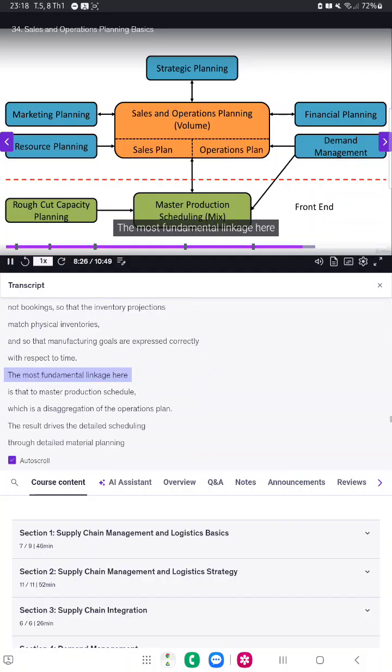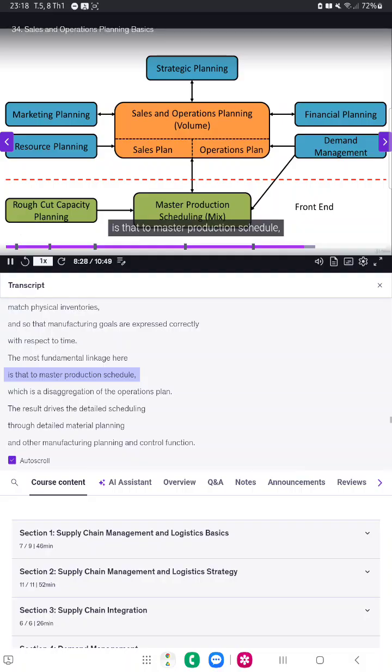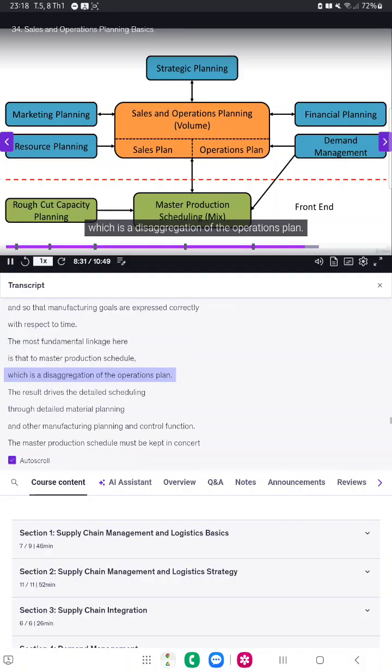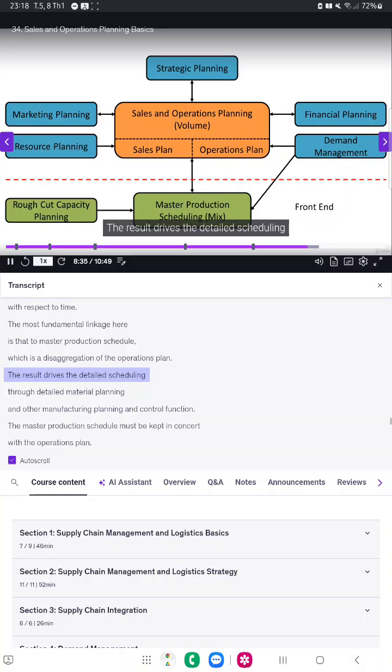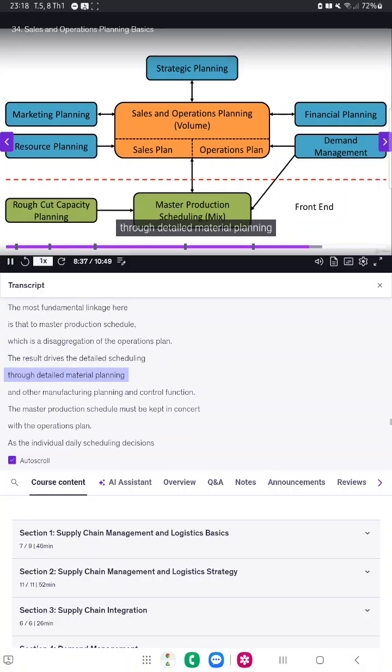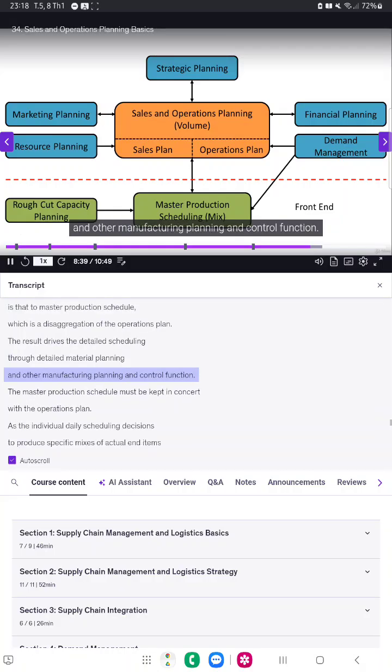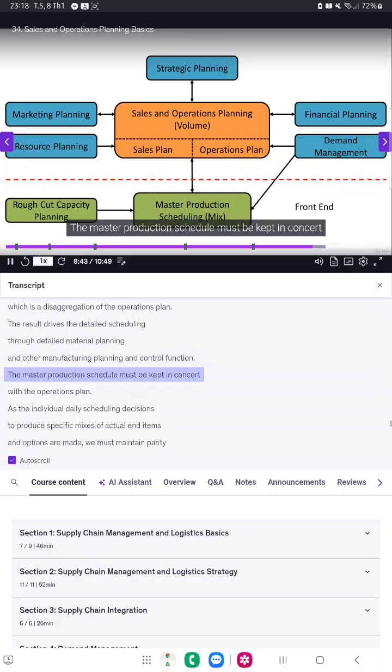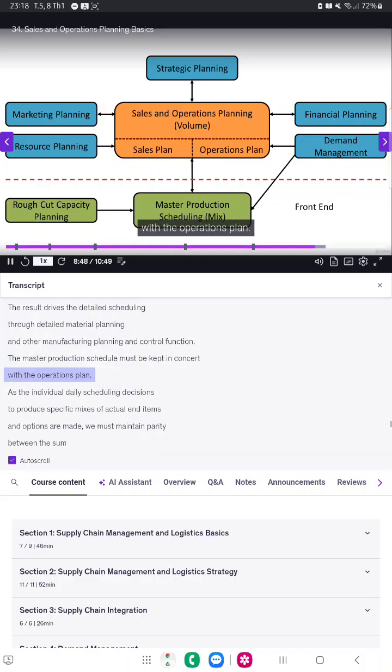The most fundamental linkage here is that to master production schedule, which is a disaggregation of the operations plan. The result drives the detailed scheduling through detailed material planning and other manufacturing planning and control functions. The master production schedule must be kept in concert with the operations plan.